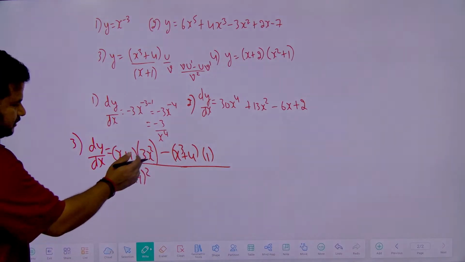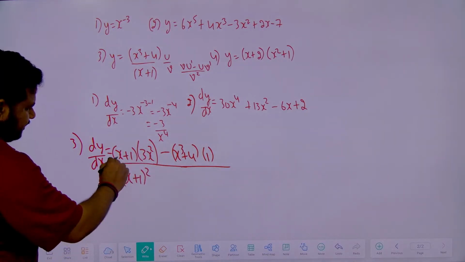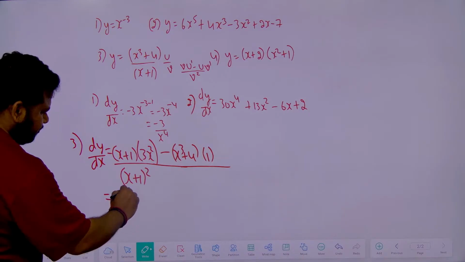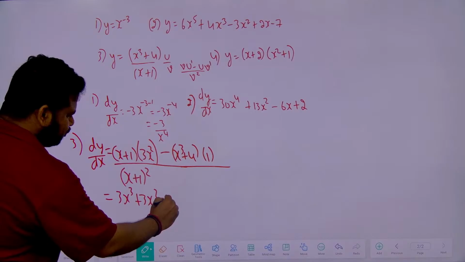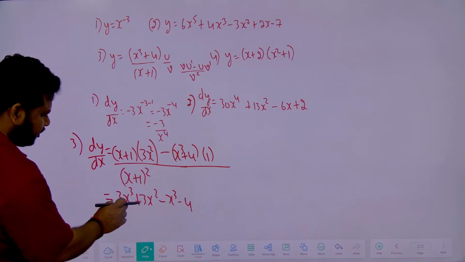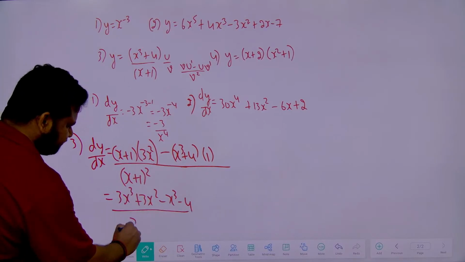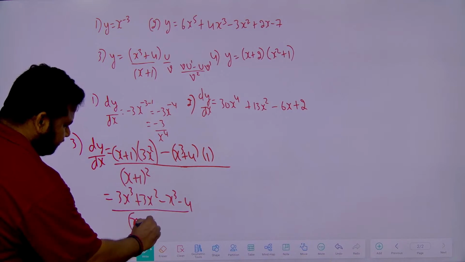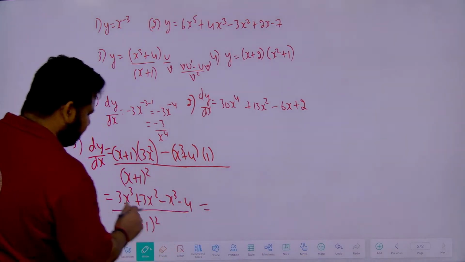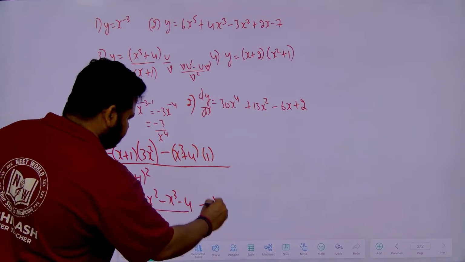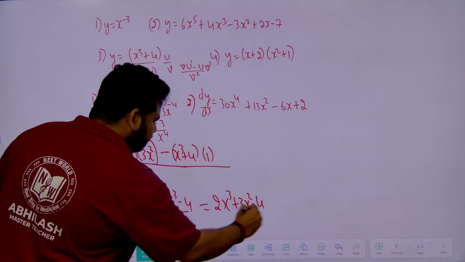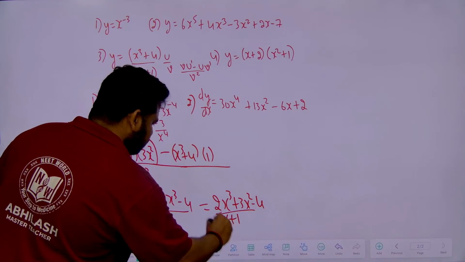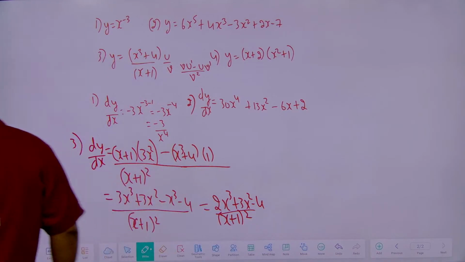Now what we can do? This you can multiply. This will become equal to x into 3x square is 3x cube, plus 1 into 3x square is 3x square, minus x cube minus 4, with x plus 1 whole square in the denominator. So further I can simplify this. 3x cube minus x cube is 2x cube. So 2x cube plus 3x square minus 4 divided by x plus 1 whole square. This is what we will have.